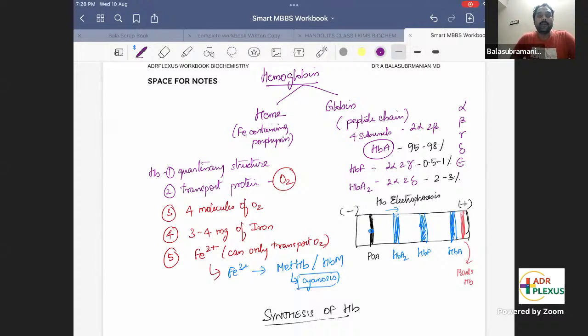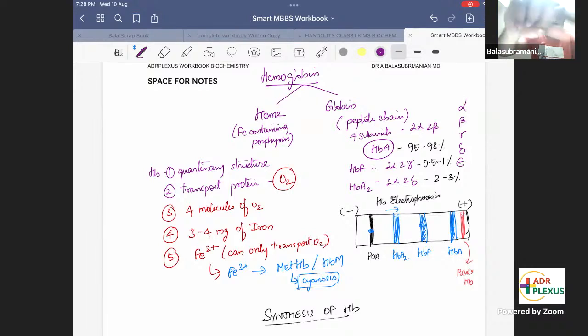Then I told you about the different types of hemoglobin. The major types are adult hemoglobin, HbA, at 95 to 98% of our body, the HbA2 variant at about 2 to 3%, and HbF at 0.5 to 1%. When you run an electrophoresis, the adult hemoglobin has the maximum negative charge, so it runs the farthest, whereas the A2 fraction has the minimum negative charge and stays close to the point of application.